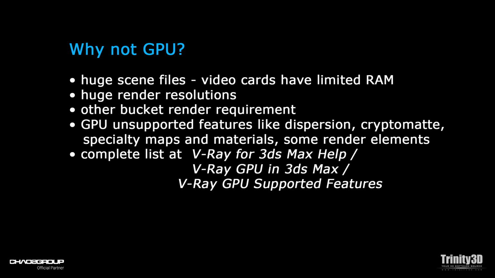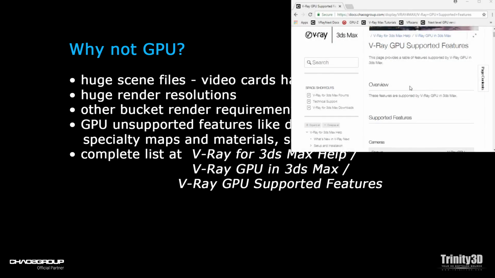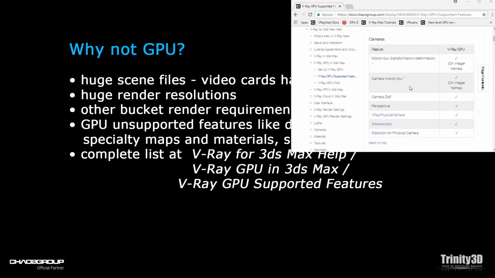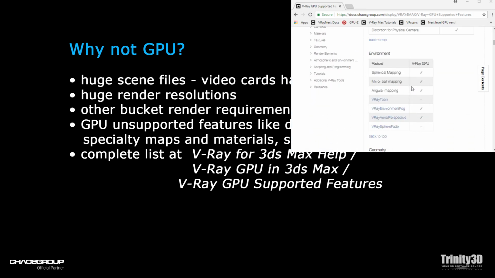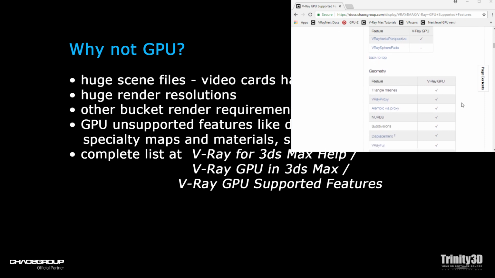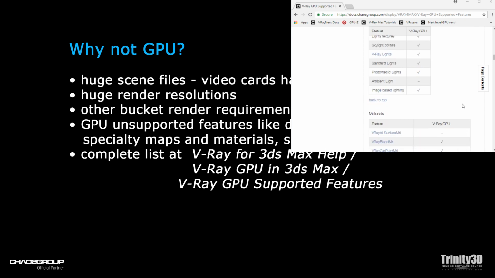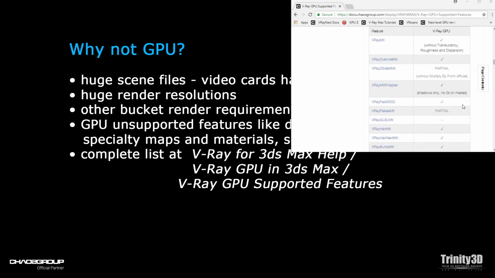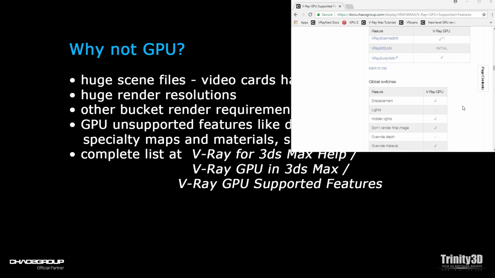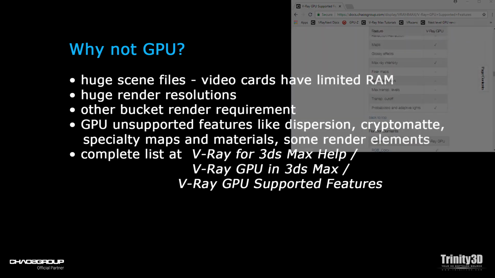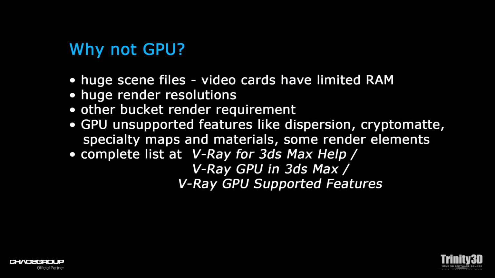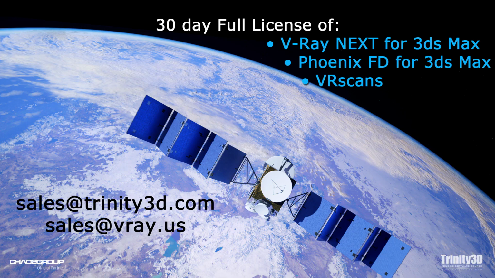It's not going to work with GPU rendering. There are some unsupported features, but the main one would probably be dispersion, which is the rainbow effect you can get with jewelry. So jewelry renders, the Cryptomatte render element is important to some people. It requires bucket rendering. And then there are some specialty materials and maps and some render elements that are not supported. You'll just have to look at the online list and see if it's an issue. But for most common types of animation work that aren't related to jewelry, it's quite possible that the majority of your work could move to the GPU renderer.